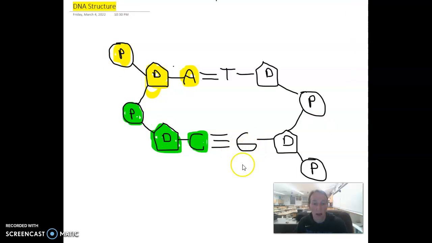Okay? So here is DNA structure. It's made up of nucleotides. You have nitrogenous bases. A always needs to go with T, and C always needs to go with G.